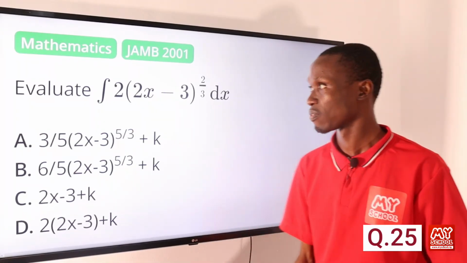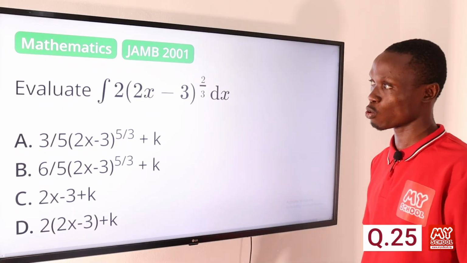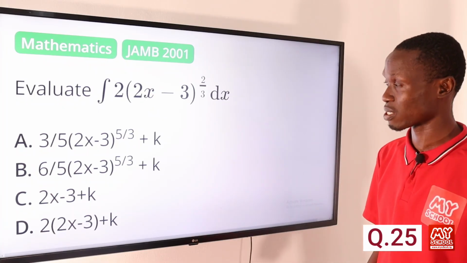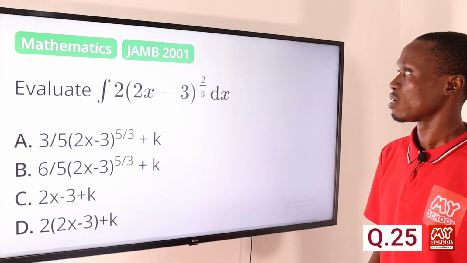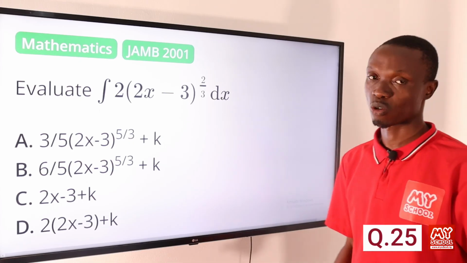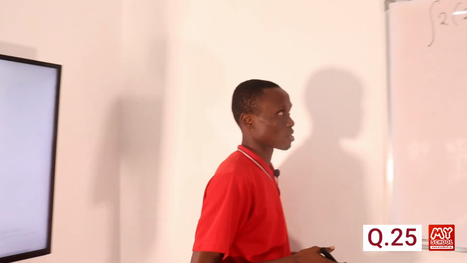Question 25. Evaluate the integral of 2(2x minus 3) raised to power 2 over 3 dx. So let's move to the board to provide the answer to this question.